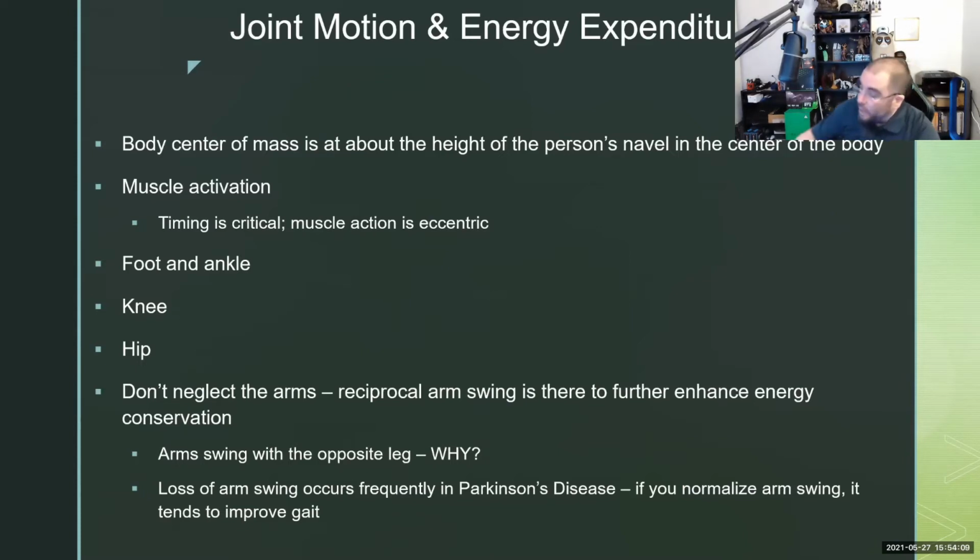But one thing we always forget about is the arms. The reciprocal arm swing is there to further enhance energy conservation. If I'm going forward with the right leg, the left arm goes back, and then vice versa.